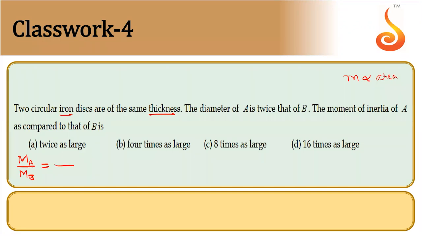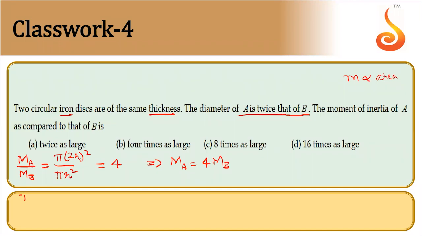See, the diameter of A is twice that of B. So if I take the radius of B as r, then the area of B is pi r square. The area of A will be pi into 2r whole square. So pi gets cancelled, r square gets cancelled, we'll get 4, which implies MA equals 4 times MB.